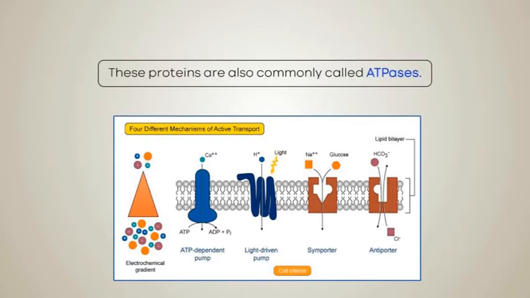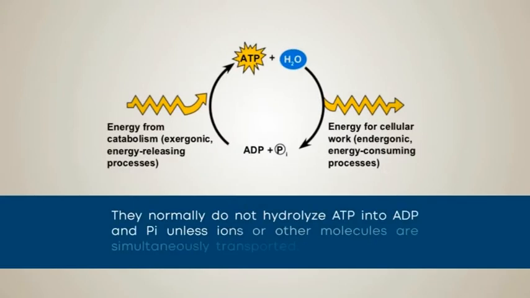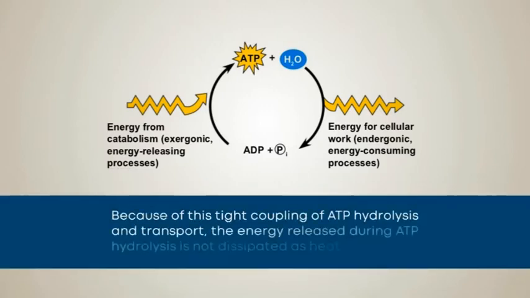These proteins are also commonly called ATPases. They normally do not hydrolyze ATP into ADP and inorganic phosphate unless ions or other molecules are simultaneously transported. Because of this tight coupling of ATP hydrolysis and transport, the energy released during ATP hydrolysis is not dissipated as heat, but is used to move ions or other molecules uphill against an electrochemical gradient.